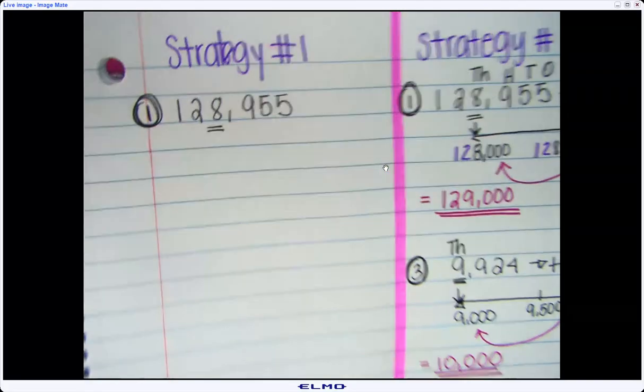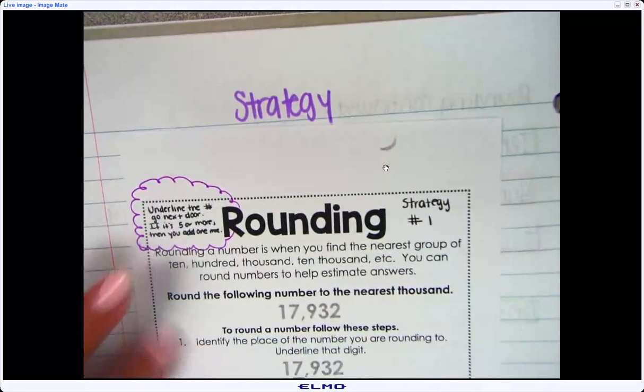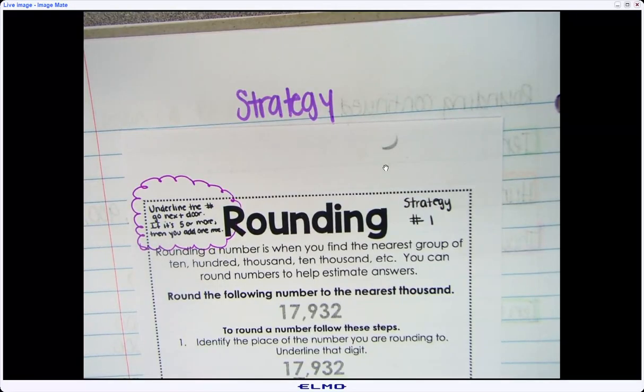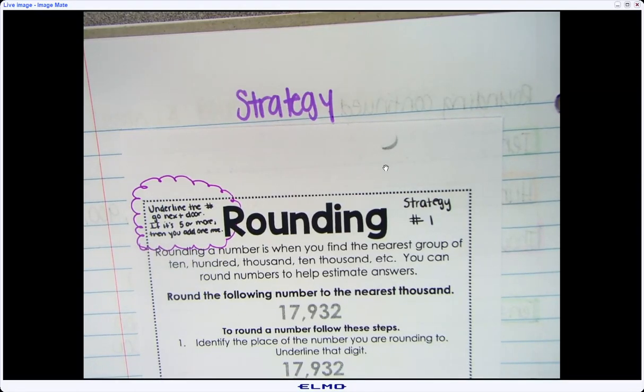Now, let's go back to our little song. Our little song says, underline the number, go next door. If the neighbor's 5 or more, then you add 1 more. Okay, let's pause because everybody's staring at the door. They're super curious about who's coming in. He already did these problems. You need to focus over here. Okay, let's try this again from the top.